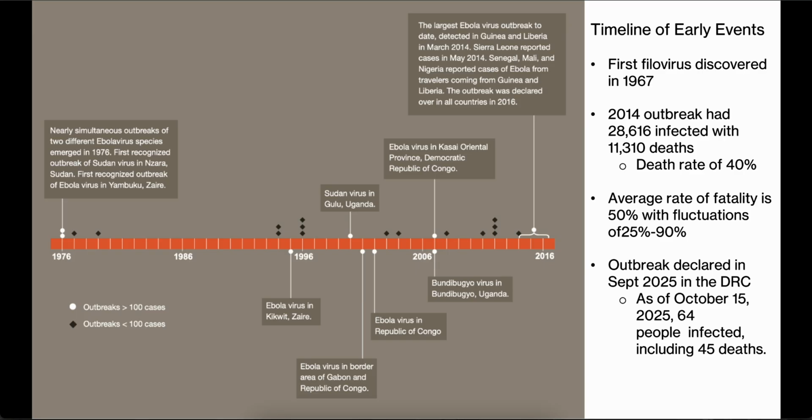The largest outbreak thus far was from 2014 to 2016, which resulted in 11,310 deaths out of 28,616 infected. The average rate of fatality in cases is 50%, with fluctuations of 25 to 90% in outbreaks. There is a current outbreak in the Democratic Republic of the Congo, so far with 64 confirmed cases, including 45 deaths.